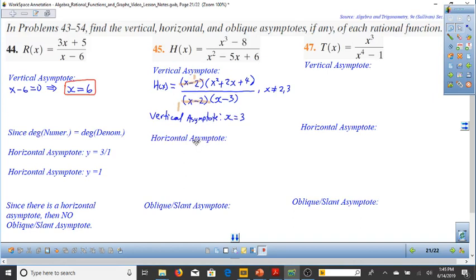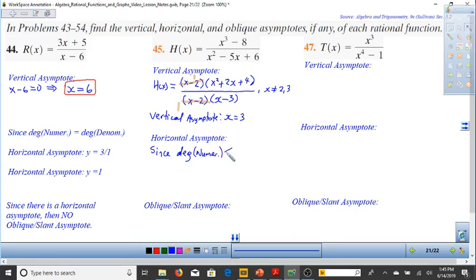Now, if I take a look at the simplified expression, I realize that the degree of the top is bigger than the degree of the bottom. So since the degree of the numerator is greater than the degree of the denominator, there is no horizontal asymptote.